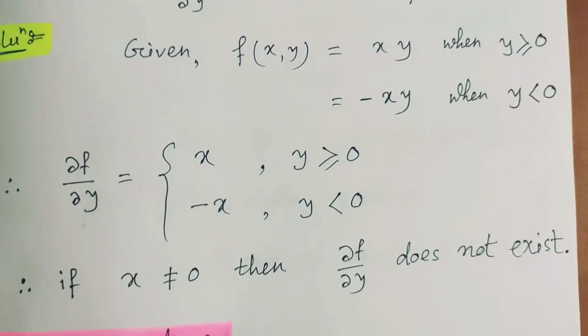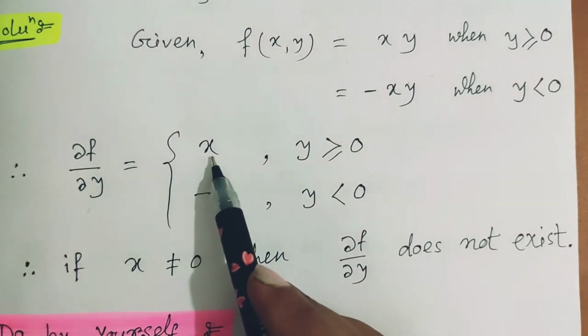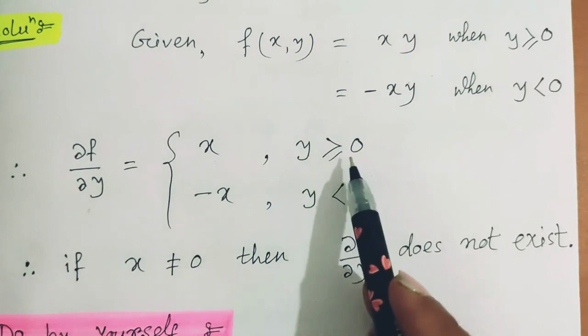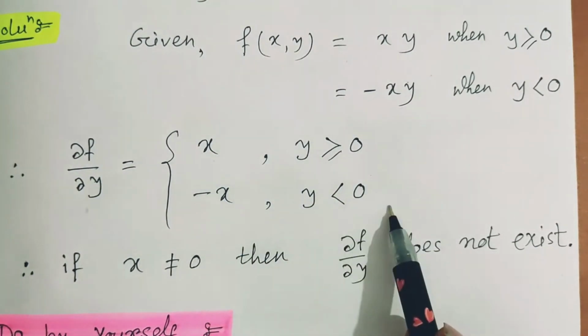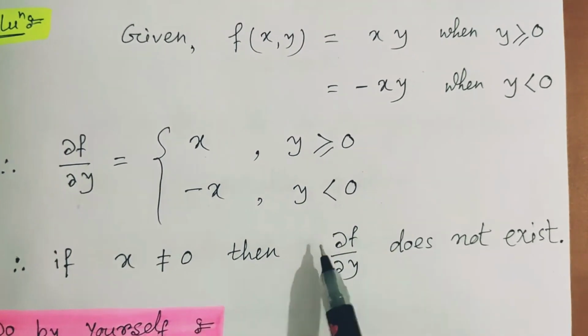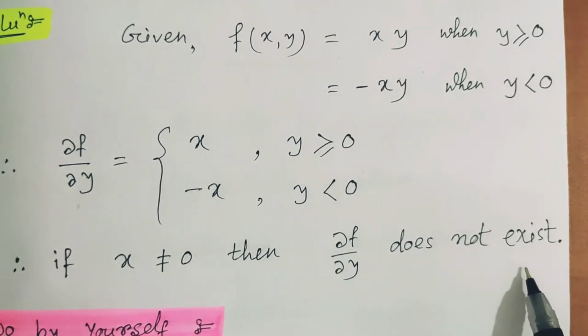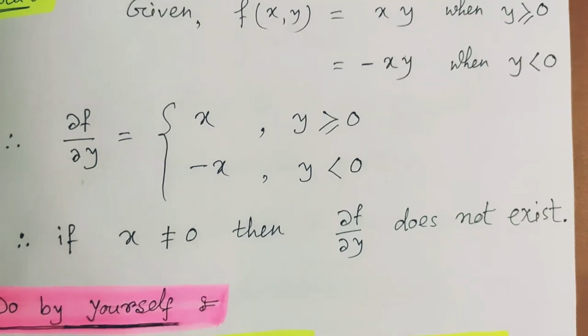Therefore, its partial derivative with respect to y gives us x when y is greater than or equal to 0, and minus x when y is less than 0. Therefore, if x not equals to 0, then del f by del y does not exist. So, this one is the solution for the given differential equation.